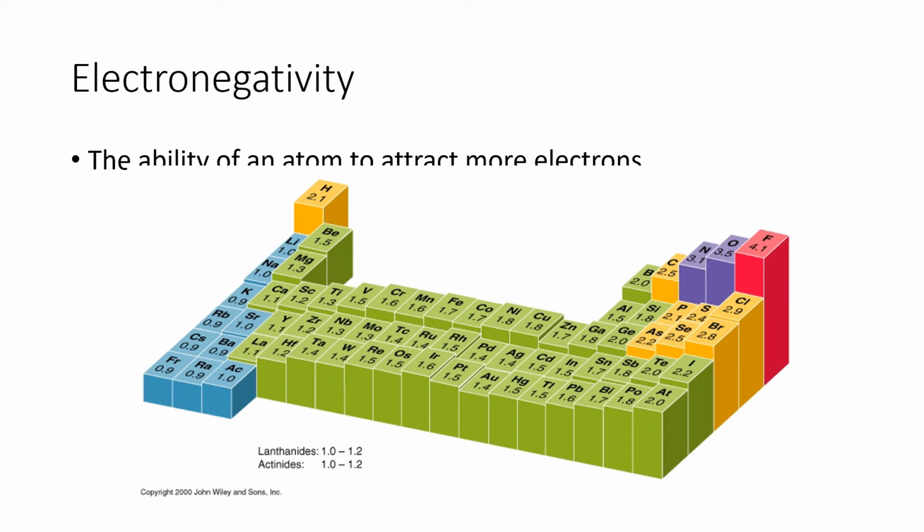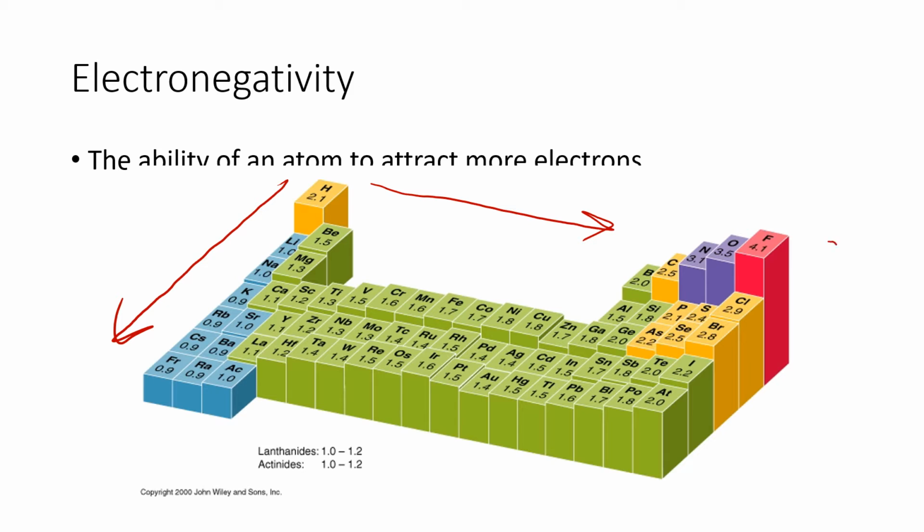Electronegativity is the ability of an atom to attract more electrons. So you're looking at this, and for the most part, except for hydrogen, that's always the weird one, as you go down a group or down a column, the ability to attract an electron, for the most part, decreases. The general trend is that as you go down a group, you have a lower electronegativity. As you go from left to right on the periodic table, you have a higher electronegativity.